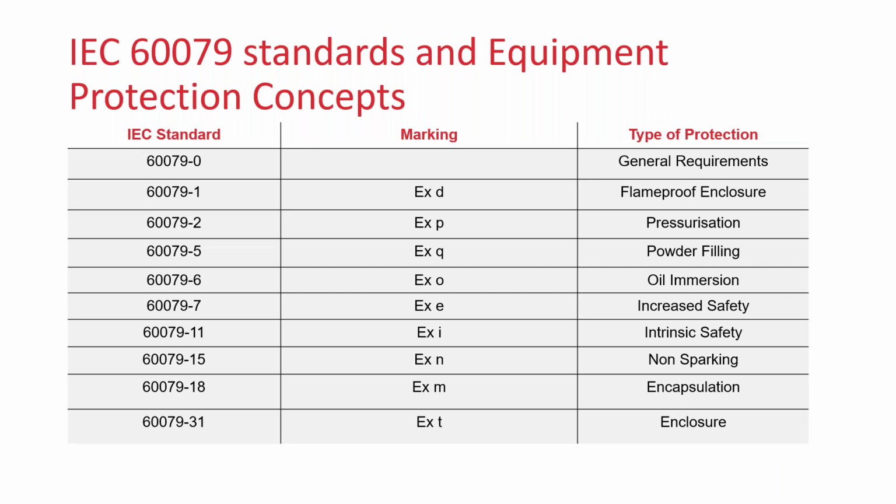Conversely, Ex e luminaires, so to 60079-7, luminaires approved to this standard are designed to be cool running and prevent arcs, sparks and hotspots from happening in the first place. So in short, this protection method is focused on preventing the risk of explosion by ensuring an ignition source can never arise.